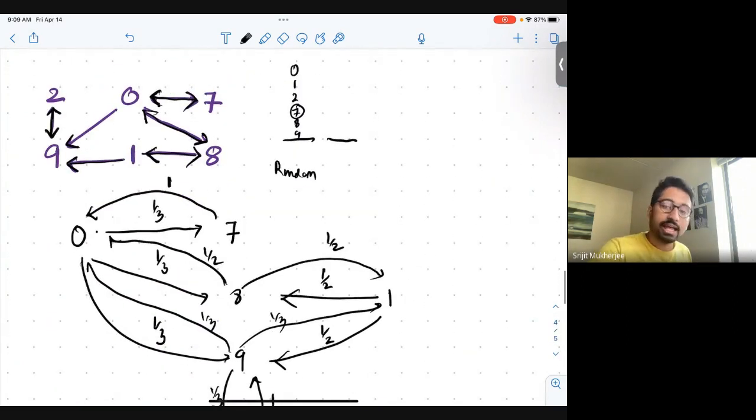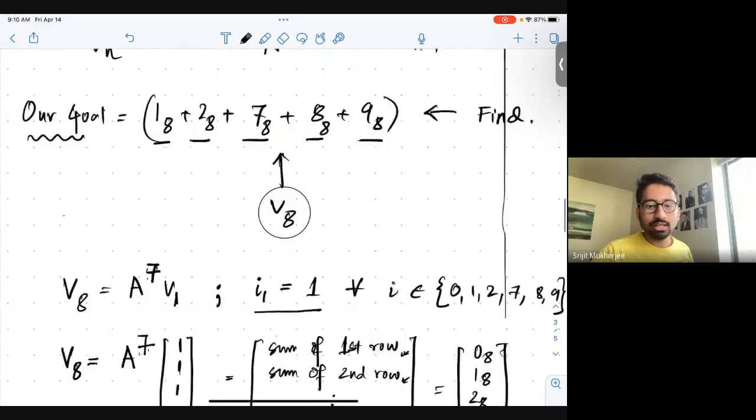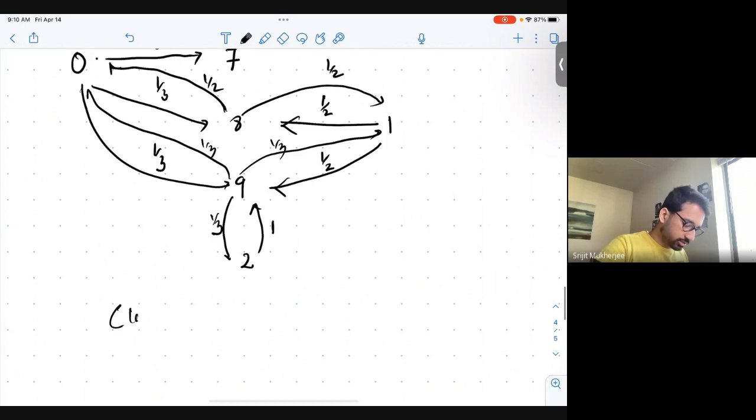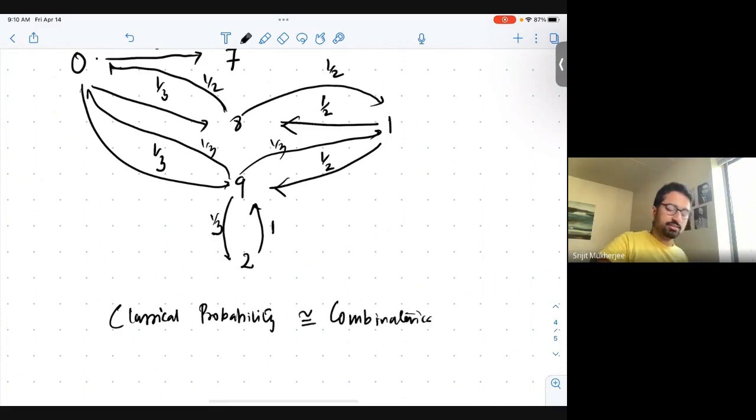So the statement I usually make is that classical probability is always equivalent to counting. Now you can see it's classical probability. If 0 had a higher probability of going to 7 than to 8 or 9, then this wouldn't have been a combinatorics problem. One reason you can connect classical probability to combinatorics counting is that it's equally likely, and you can mathematically prove it.